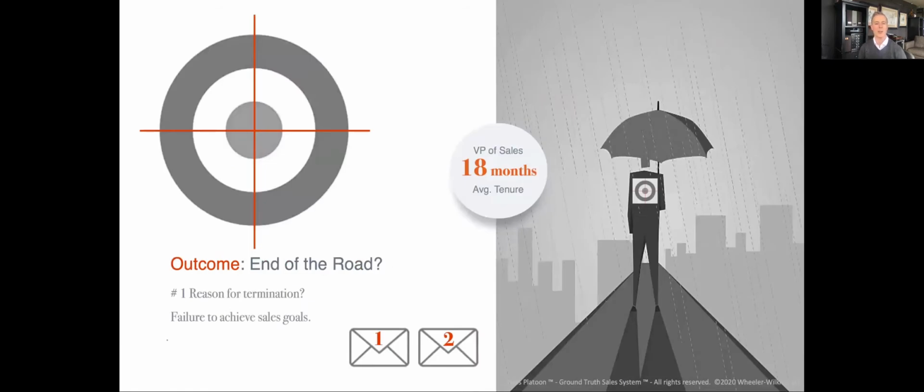And when we become the target, we don't have a very long life expectancy. The average VP of sales today in the commercial market has an 18-month average tenure. Why is that? Number one reason, failure to hit our top line sales goals. That can be extremely challenging because we're the people that actually created our goals. So how is it that we're going into planning right now and you're setting your sales goals up and yet you're not going to be in a position to be able to hit them?